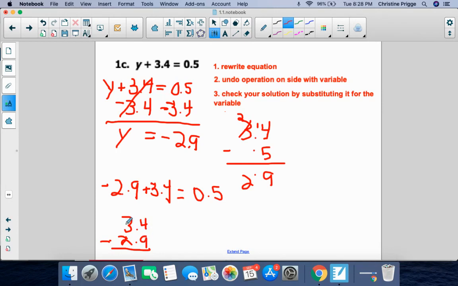Four, take away 9, I have to borrow. 14 minus 9 is 5, and 2 minus 2 is 0. The largest absolute value is a 3.4, so my answer is a positive 0.5, which is supposed to be. So it is correct. So I have my solution right here.